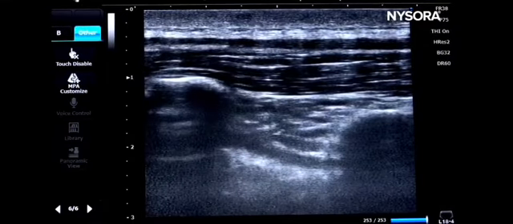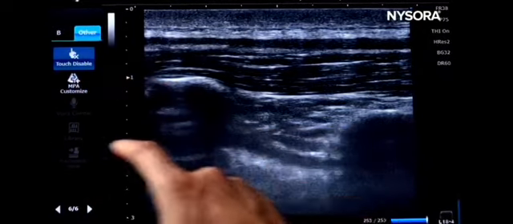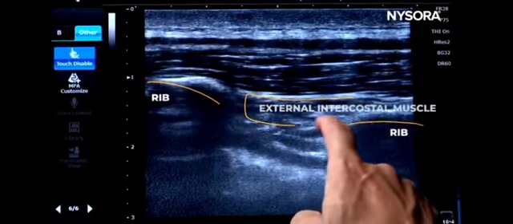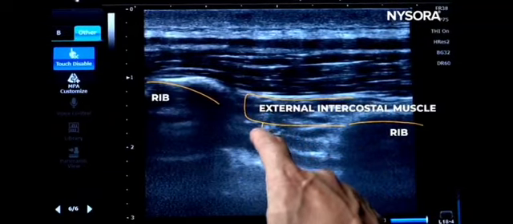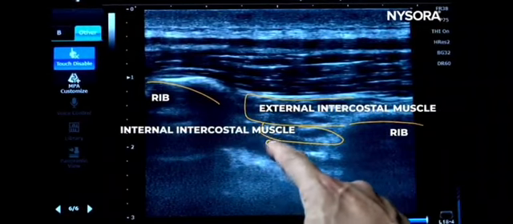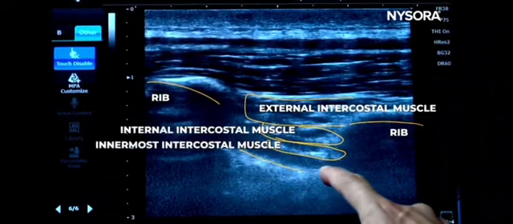I'm going to talk through the layers of the intercostal muscle. We have a rib here, this is the external intercostal muscle. We have another layer, that's the internal intercostal muscle. Given that we're very close to the midline, this is the innermost intercostal muscle. And then we have the pleura.